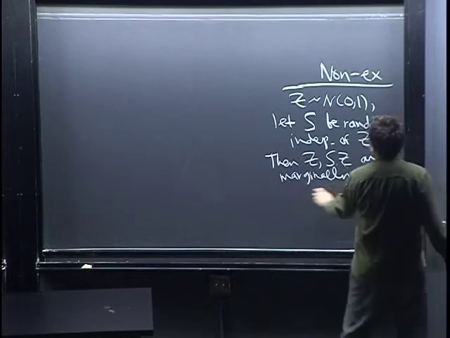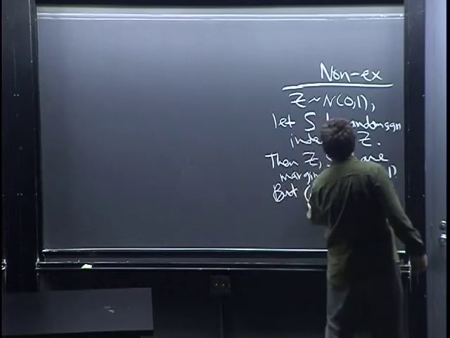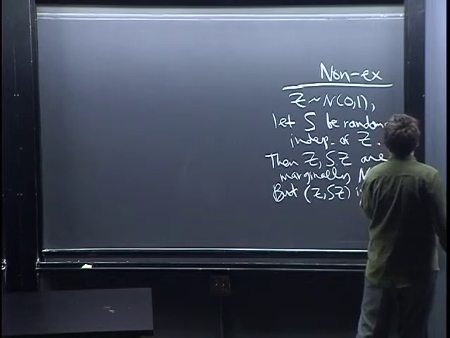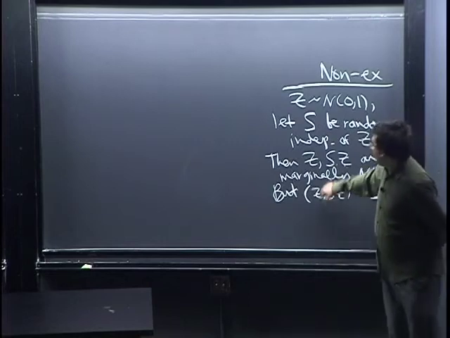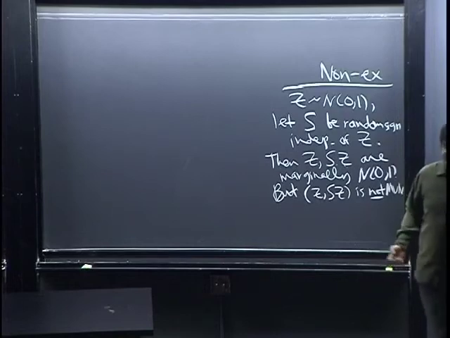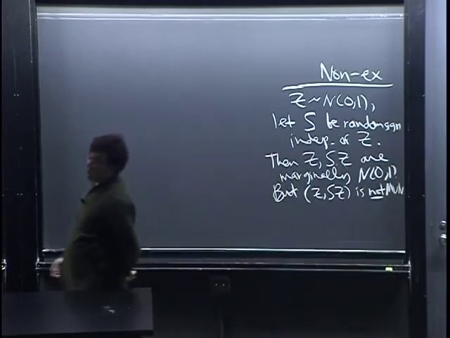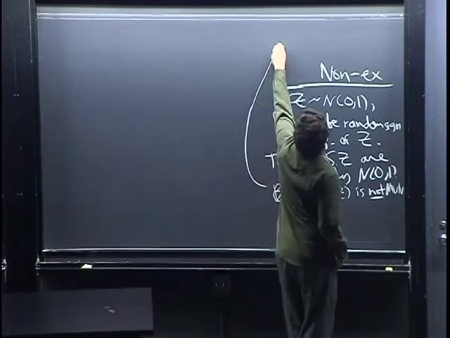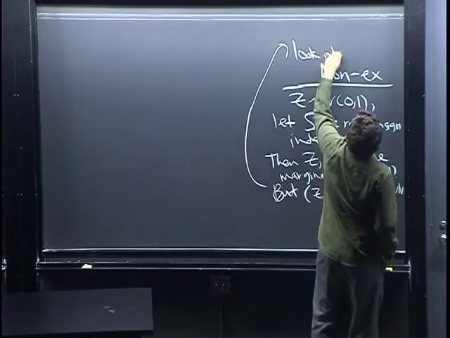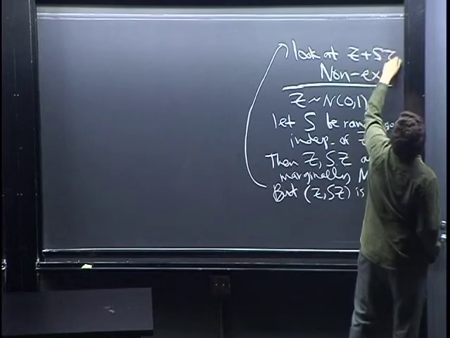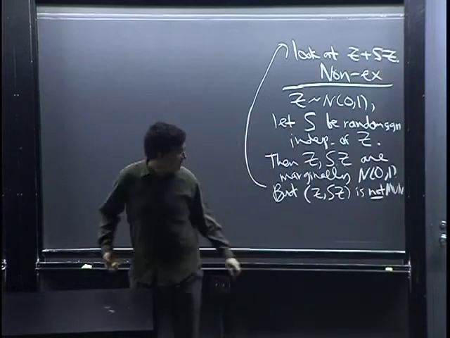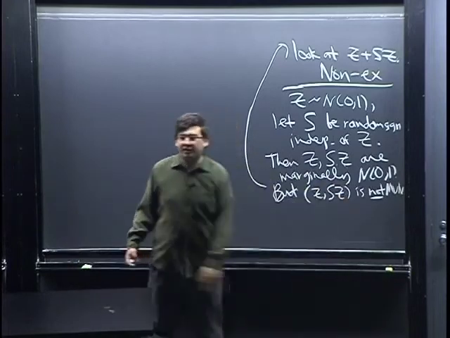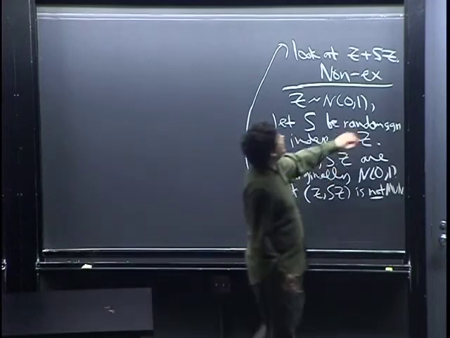But the pair Z, SZ is not multivariate normal. Put them on their own, they're normal. Put them together, it's not. The reason is that we could just look at Z plus SZ. If you want to test whether this is multivariate normal, according to the definition, you need to check what if I take something times this plus something times this. Well, the easiest case would be to simply add them.